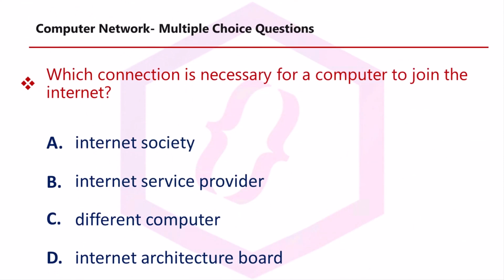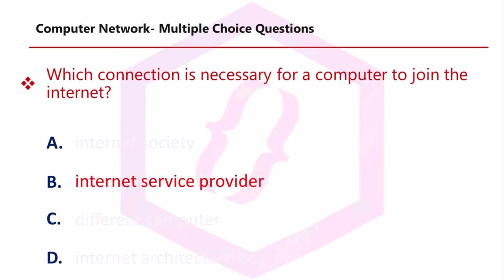Which connection is necessary for a computer to join the internet? Option A, Internet Society. B, Internet Service Provider. C, different computer. D, Internet Architecture Board. And the correct answer is option B, Internet Service Provider.